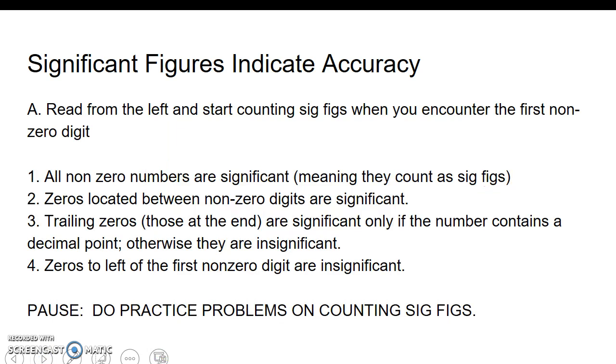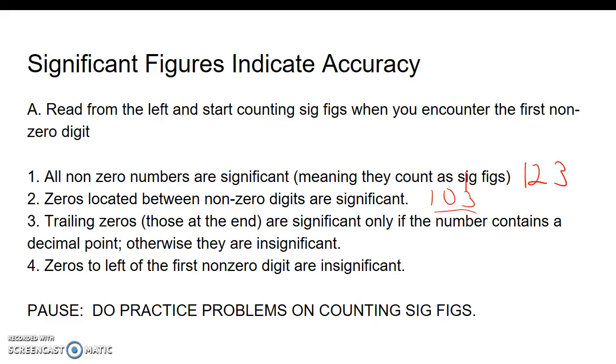Now, how do we indicate accuracy mathematically? We use significant figures. And again, this should be a review from what you did in chem. But remember the sig fig rules. All non-zero numbers are significant. That means they count as sig figs. Zeros located between non-zero numbers are significant. So for example, 1, 2, 3 are significant. If we have 103, since the 0 is sandwiched in between the 1 and the 3, it also is significant.